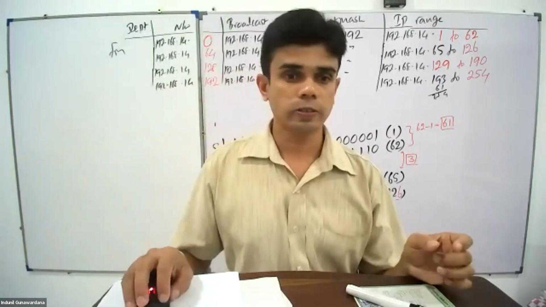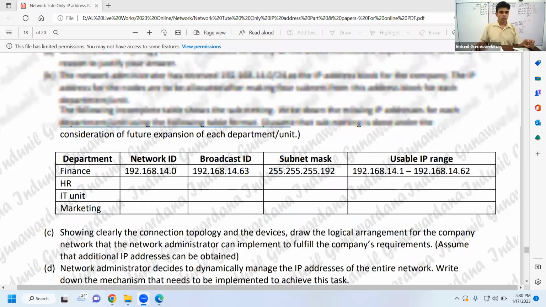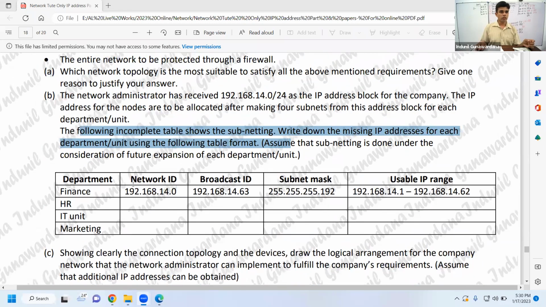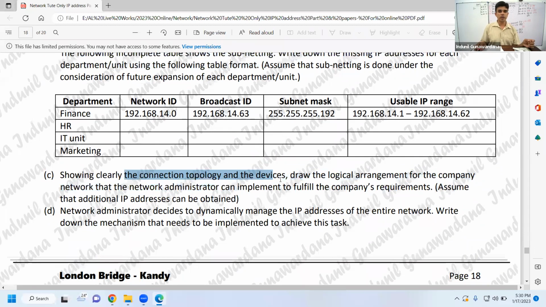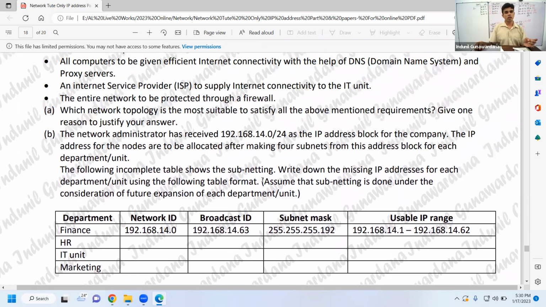Right. What do they ask next? Showing clearly the connection topology and devices, draw the logical arrangement of the company network that the network architect can implement to fulfill the company's requirement. Assume that additional IP addresses can be obtained. Okay. Now they have told how our network should be. So 4 departments are connected to the IT department.